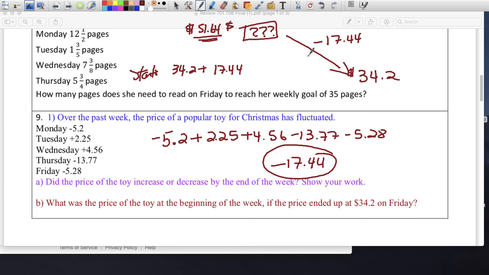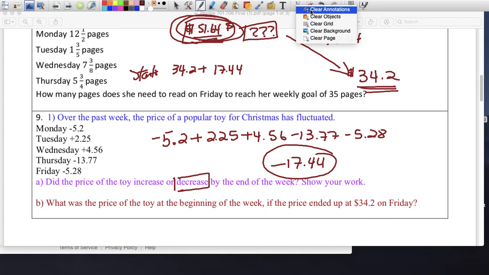You can always double check, right? So if the price of the toy was this and it goes down 17.44, do you really end up at 34.2? So just subtract those numbers, just to double check. And if you subtract, I really got 34.2, so I know I'm correct. So at the beginning of the week, the price of my toy was 51.64. So for part A, I'm sorry, I should have written that the price of the toy decreased by $17.44. Okay.